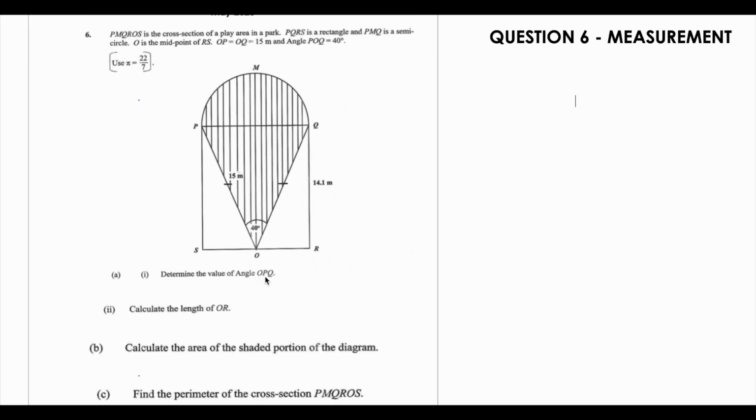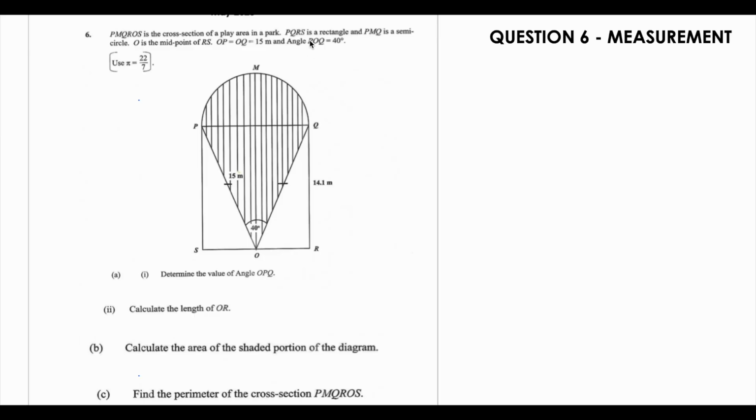Determine the value of angle OPQ. So we have this shape here, and it's a cross section of a play area in a park. PQRS is a rectangle, and PMQ, so P to M to Q, is a semicircle. O is the midpoint of RS. And OP, so O to P, is 15 meters, and OQ is also 15 meters. So this line here indicates that they are the same length. All right, so that is something good to know. So here is 15, also here is 15.